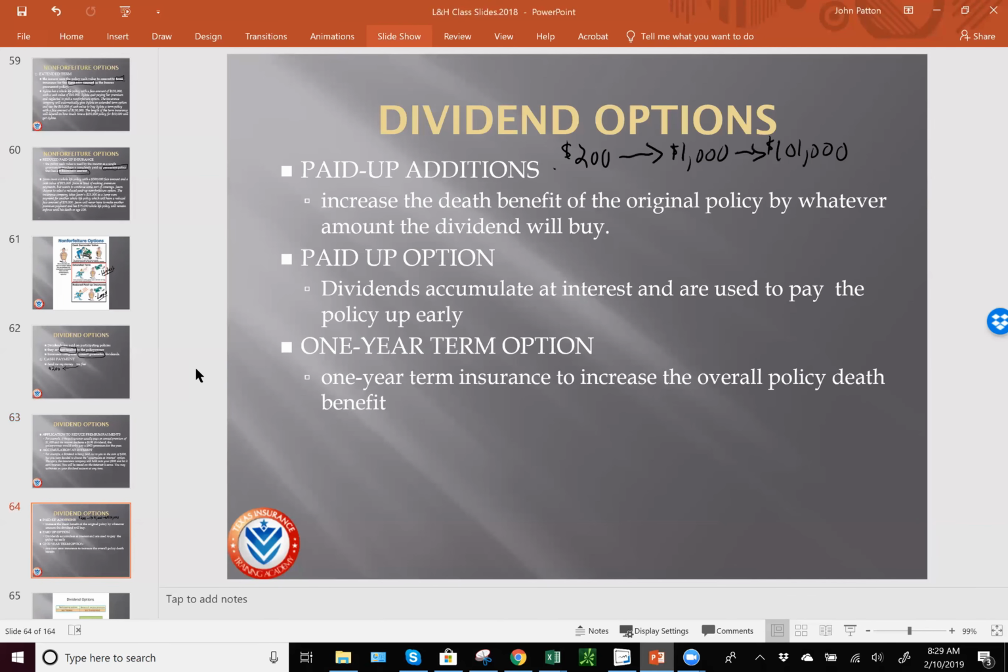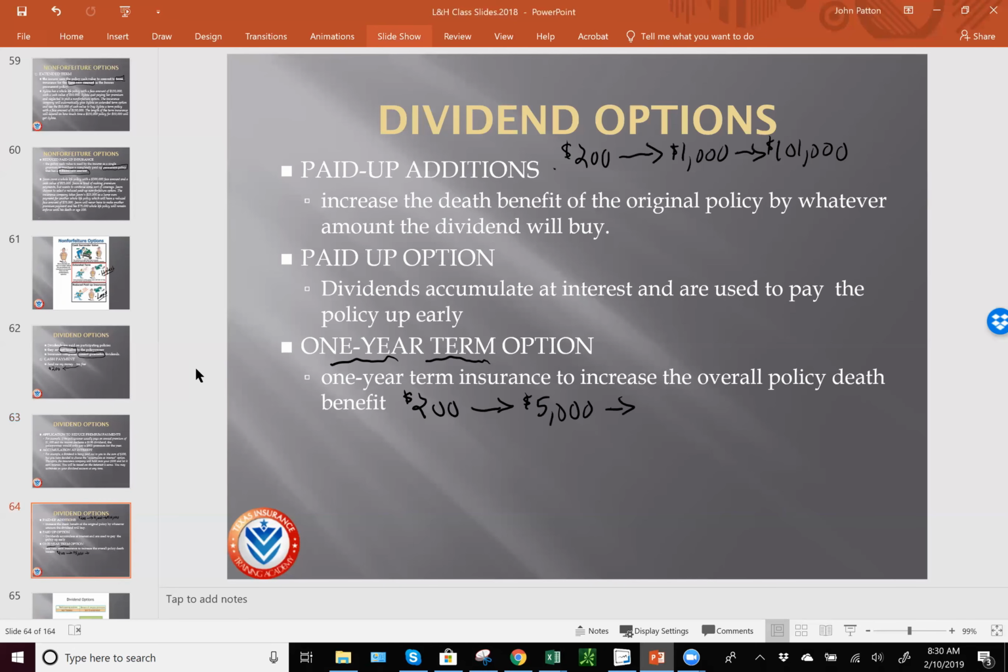You're going to be adding what type of insurance? Term insurance. And it's going to be on your policy for how long? 1 year. Okay, so 1-year term option. So let's use that same dividend that Mutual of Omaha has, $200. If we use that same $200 dividend for 1-year term insurance, it might buy me, let's say, $5,000 of 1-year term insurance.